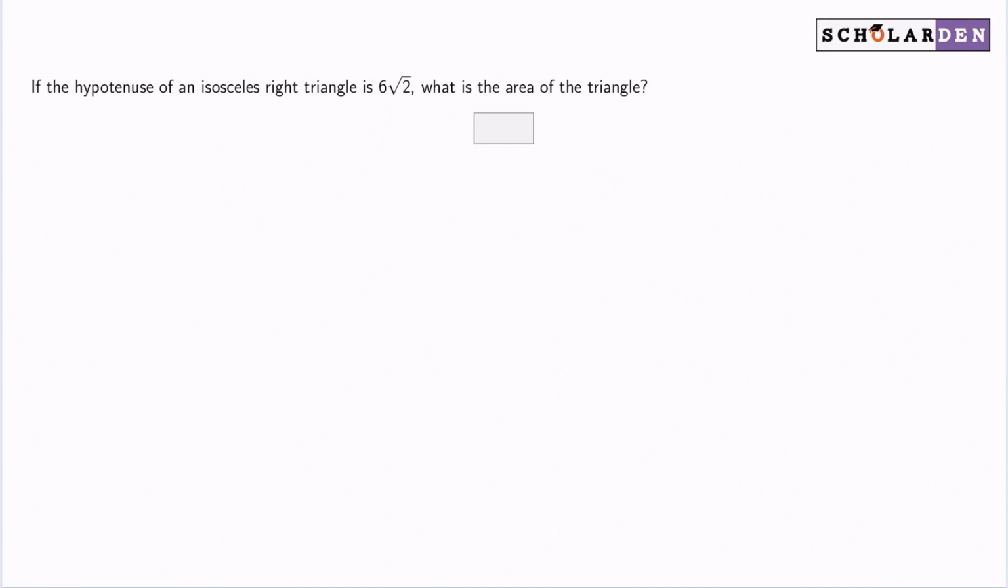If the hypotenuse of an isosceles right triangle is 6 square root 2, what is the area of the triangle? The answer here, folks, is 18. All right, and here's how we get there. There's two main ways to get here. One requires a little more knowledge than the other.